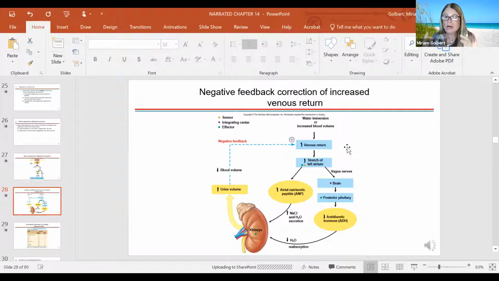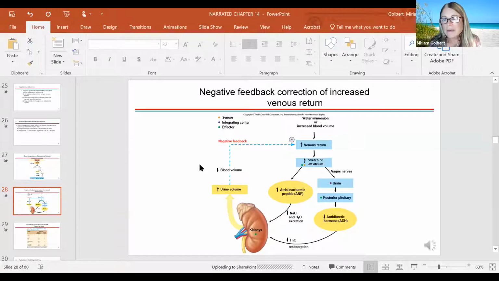And that stretching causes the secretion of this little hormone, which is called atrial natriuretic peptide, or for short, ANP. So what this ANP causes is increased salt excretion. And remember, sodium chloride goes with water, so we're going to get rid of salt and water through the kidneys. So we're going to have a higher urine volume, which is going to reduce the blood volume. So this is the exact opposite case of the RAS, right?